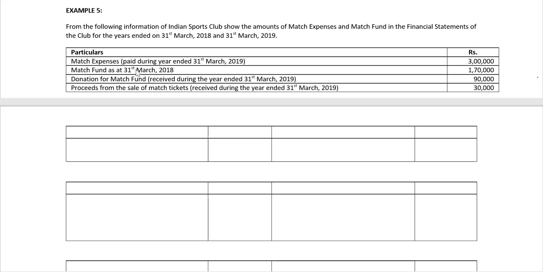We have match expenses which are paid during the year ended 31st March 2019 as rupees 3 lakh. The match fund at the beginning of the year on 31st March 2018 is 1,70,000. During the year ended 31st March 2019, we received a donation for the match fund amounting to 90,000 rupees, and proceeds from the sale of match tickets received during the year ended 31st March 2019 is 30,000 rupees. So we'll go ahead with the solution.